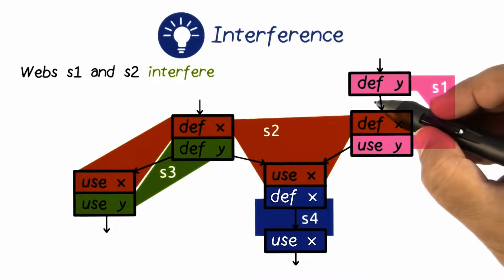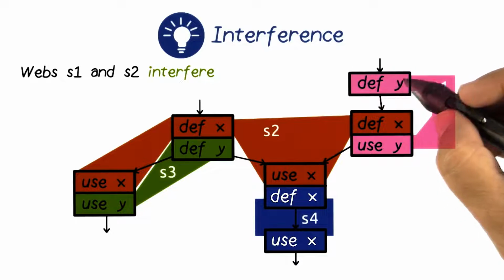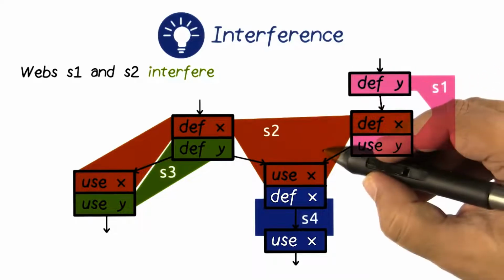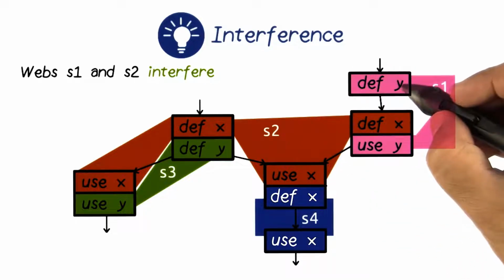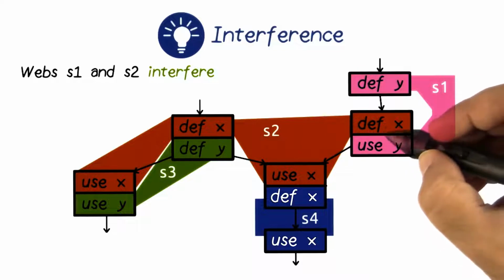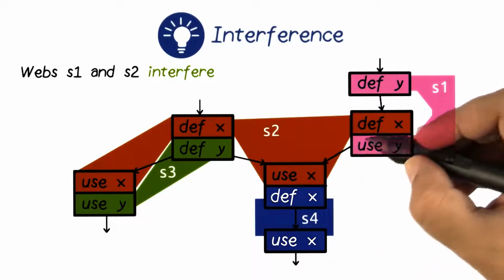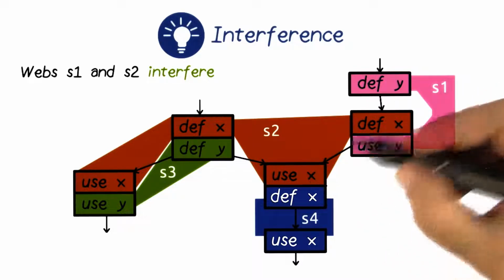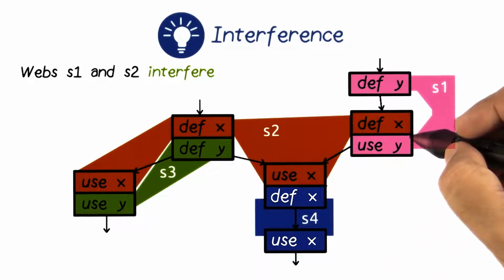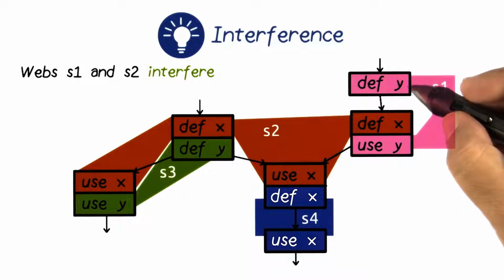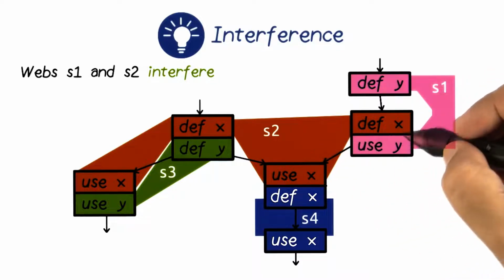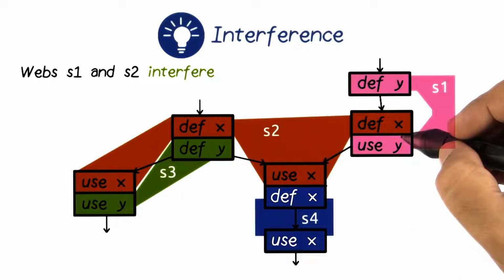Coming back to the original point of interference, now let us see what is going on. As you can nicely see from this elegant concept of webs, S1 and S2 are interfering here, because S1 spans from here to there, and part of S2 is starting here and ending here. So at this particular program point, both S1 and S2 are active and overlapping, and therefore they cannot share the same register.